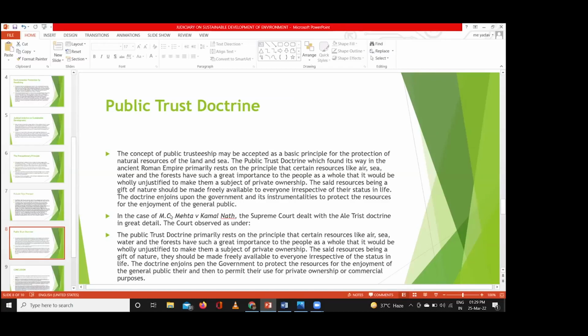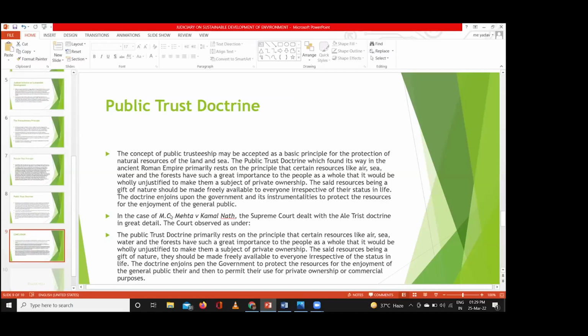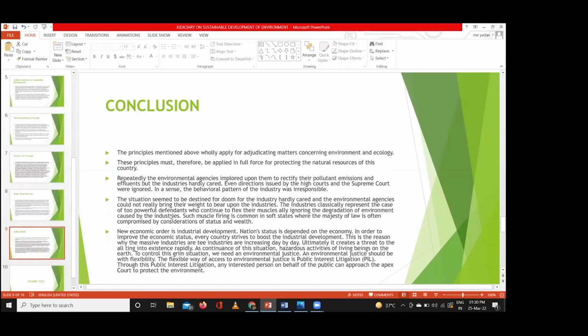The doctrine enjoins the government to protect the resources for the enjoyment of the general public, concerning environment and ecology. This principle must be applied in full force for protecting the natural resources of the country. The situation seems destined for doom: the industry rapidly cleared, and the environmental agency could not really bring their weight to bear upon the industry.